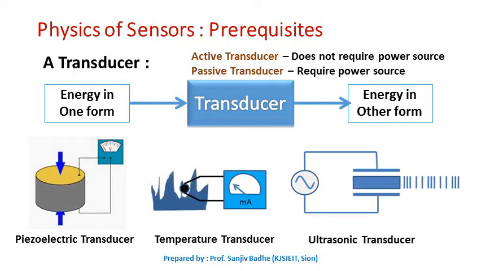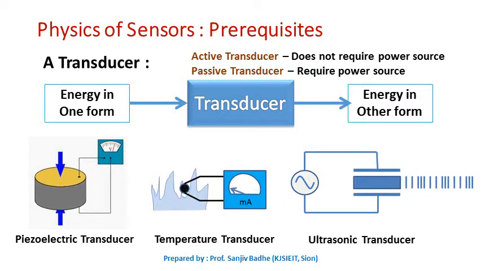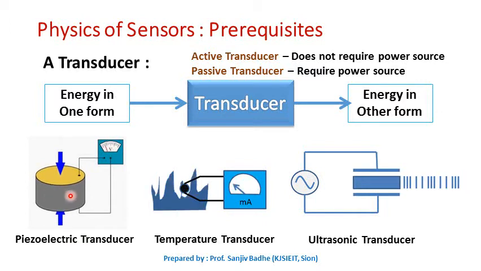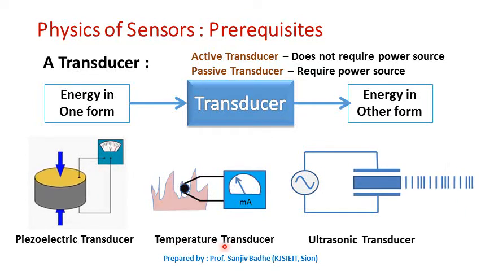So what is a transducer? Transducer is a device that converts energy in one form to the energy in some other form. Here we have some examples of the transducers. This is a piezoelectric transducer which takes the energy in the mechanical form and converts it in equivalent amount of electrical energy. Then we have a temperature transducer here.